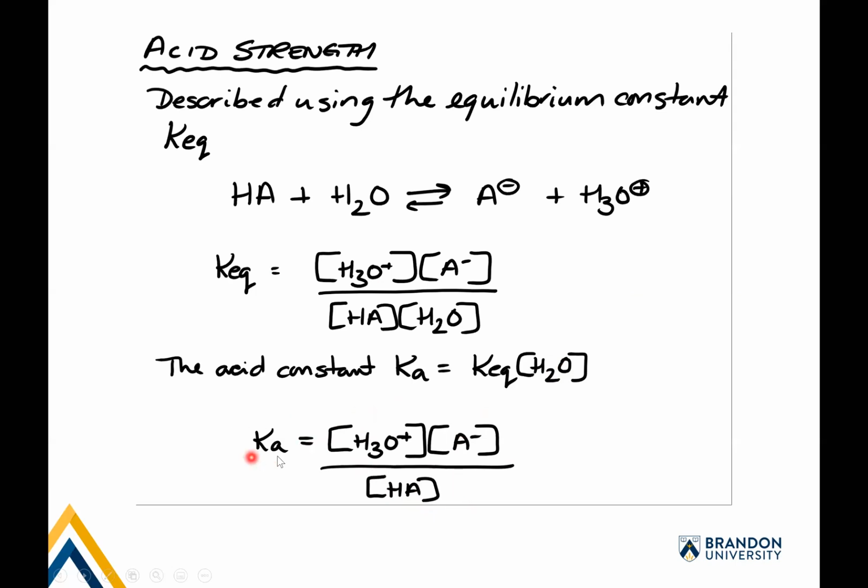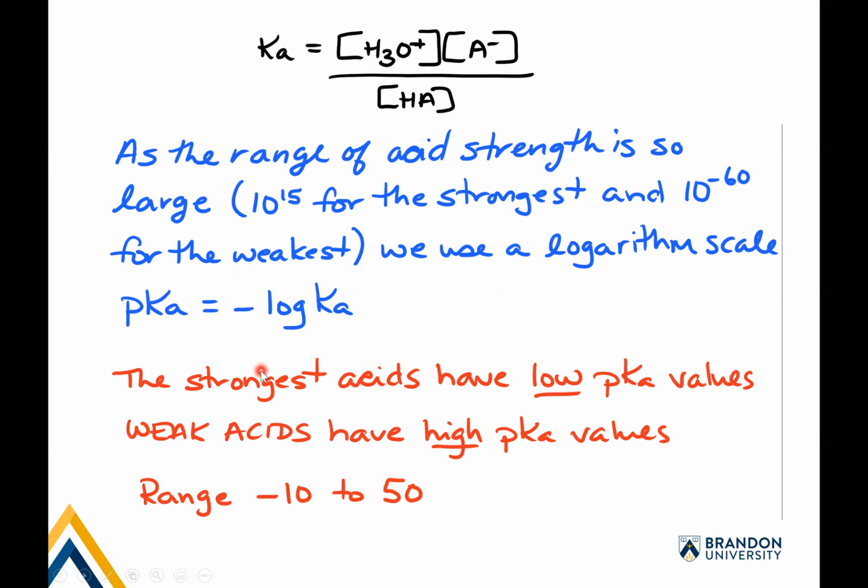And so this gives us a Ka value. In this sense, if this is a very strong acid, the Ka would be very big, and if it was a weak acid, the Ka would be very small. Now, it turns out that the range for the acid constant is absolutely enormous. The strongest acids are like 10 to the 15, and the weakest are 10 to the minus 60 or so.